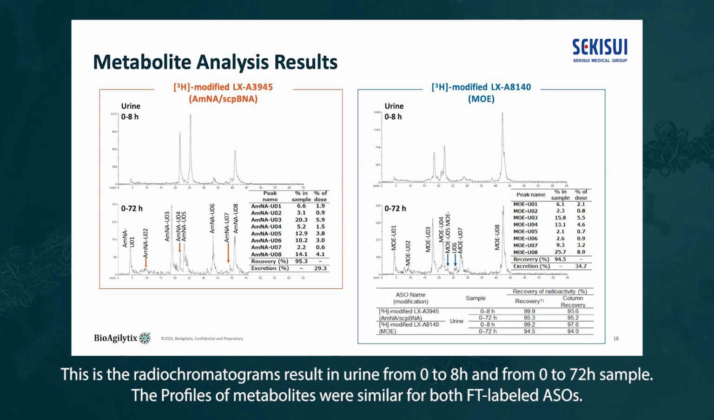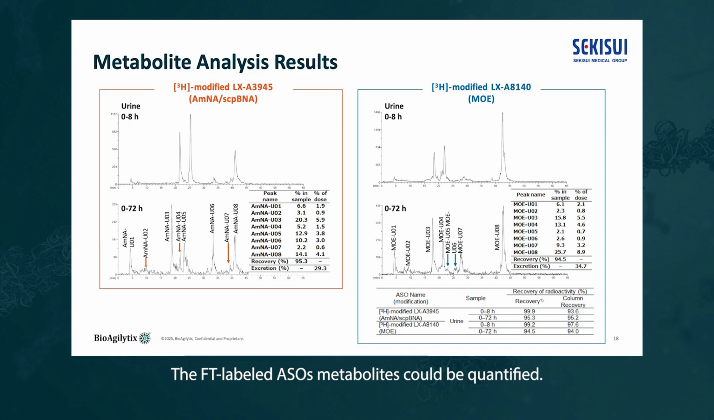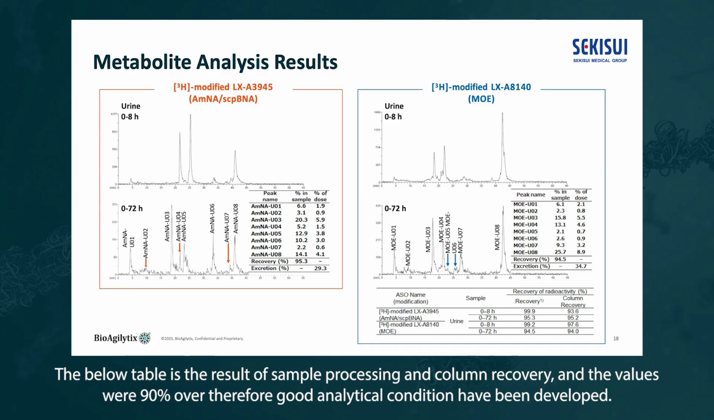This is the radiochromatogram result in urine from 0 to 8 hours and from 0 to 72 hours sample. The profile of metabolites was similar for both FT-labeled ASOs. The FT-labeled ASO metabolites could be quantified. The table below is a result of sample processing and column recovery, and the value was over 90%. Therefore, good analytical conditions have been developed.